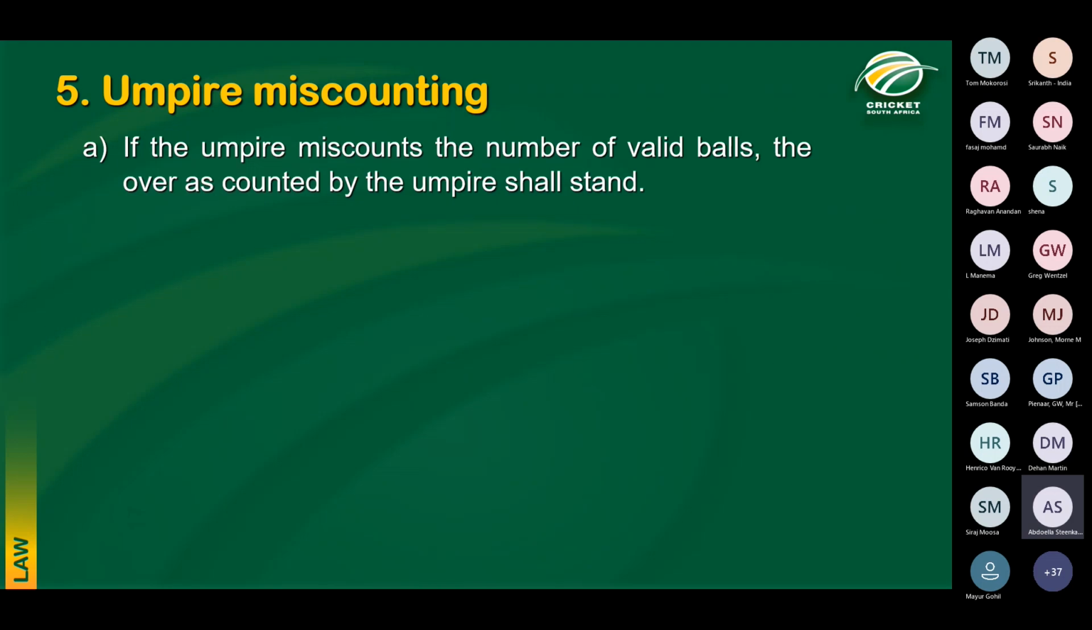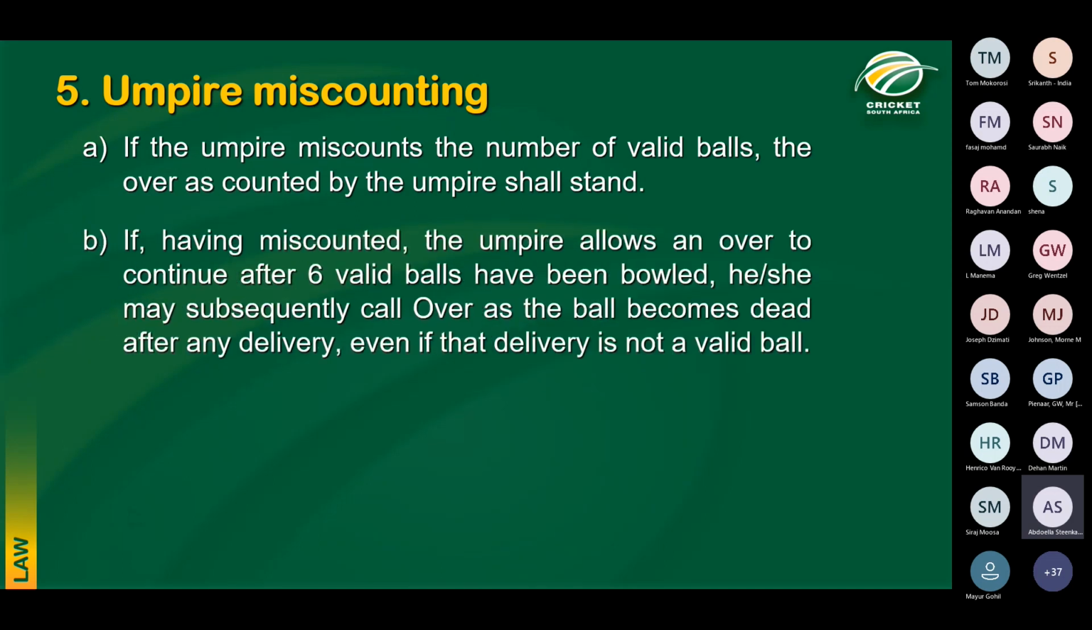Similarly, if it's a 7 ball over or even an 8 ball over, if you allow an 8 ball over, that over shall stand. The law also allows you, if you, as the umpires, realize that you've allowed for more than 6 valid balls in the over.